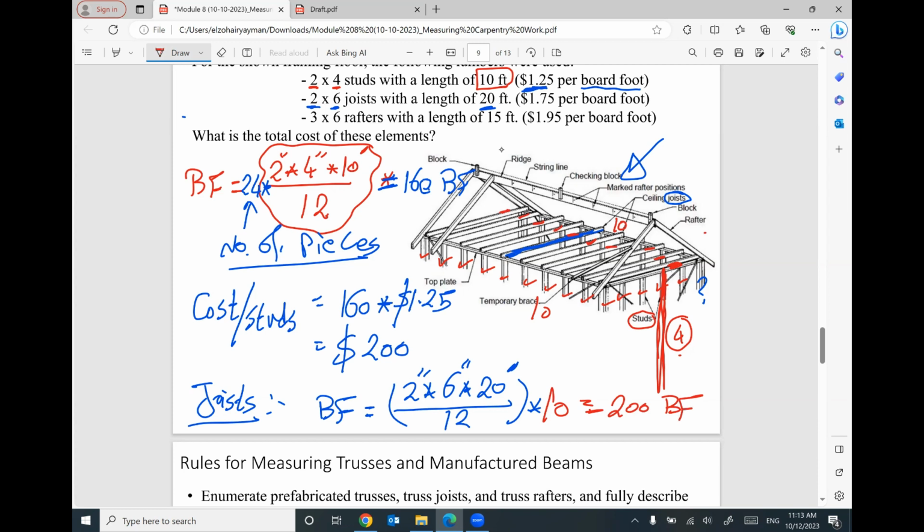So the cost for joists, for each one board foot, we have a cost 1.75. So 200 times $1.75, the cost will be $350.